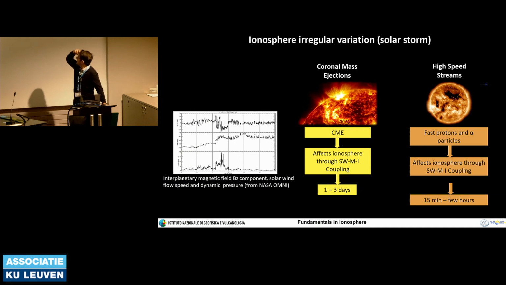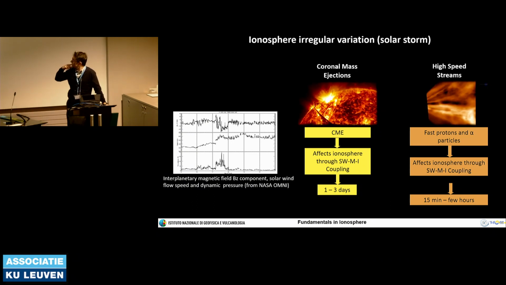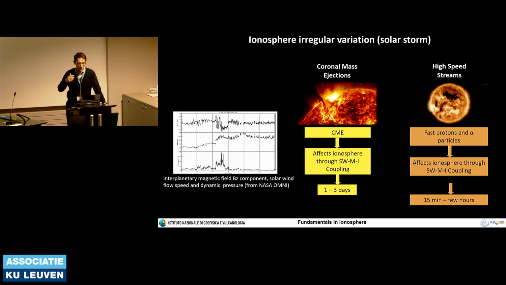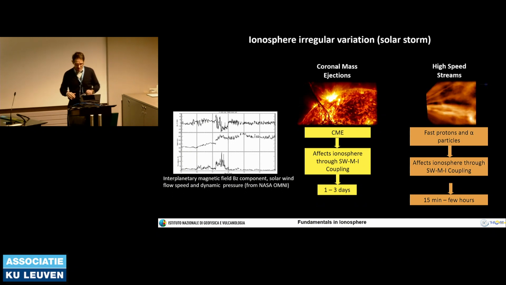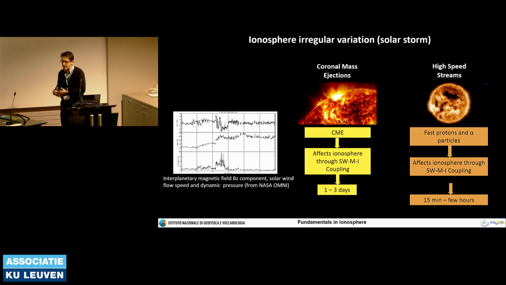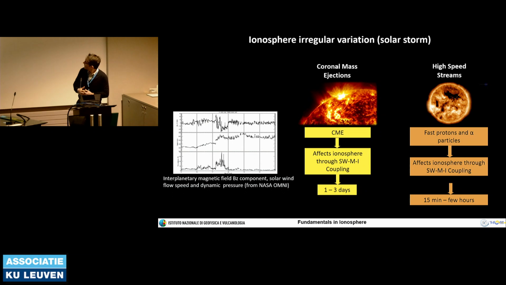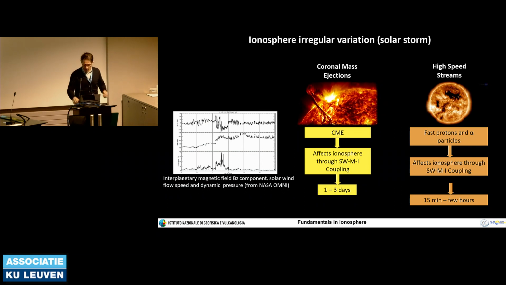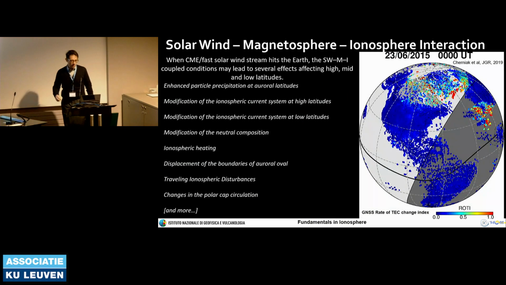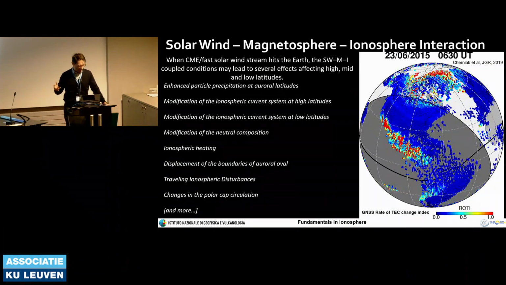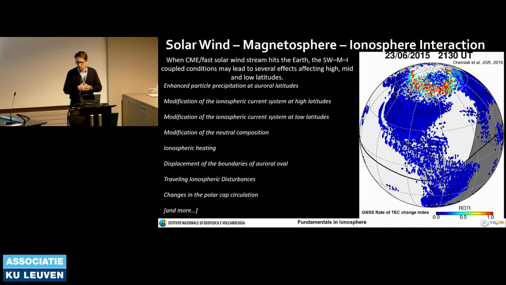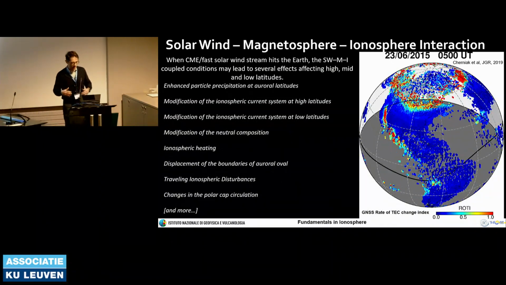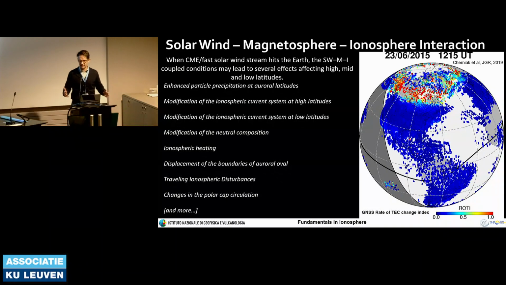So, CMEs and high-speed streams. When you have geoeffective storms, you have flips in the Z component of the IMF. You have an increase of flow speed and dynamic pressure, and you can start to interact with and influence the ionosphere, starting from the coronal mass ejection and high-speed streams. So when a CME or a fast solar wind stream hits the Earth, the whole system reacts through the solar wind magnetosphere ionosphere system, and there are a plethora of effects affecting the Earth.